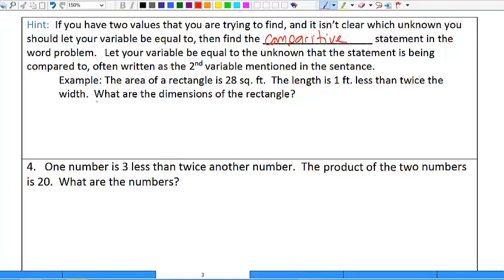For example, if I have this problem: the area of a rectangle is 28 square feet. The length is 1 foot less than twice the width. What are the dimensions of the rectangle? We have three sentences. The first sentence talks about area and gives you some information. That is not comparing one variable to another. The second sentence says the length is blah blah blah to the width. The length is being compared to the width. I know there's a lot of words in there, but I am comparing the length to the width. Do you see how this is the comparative statement?